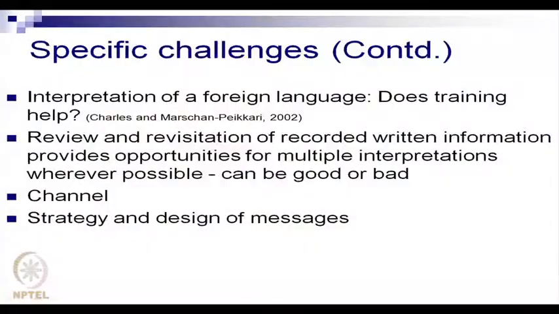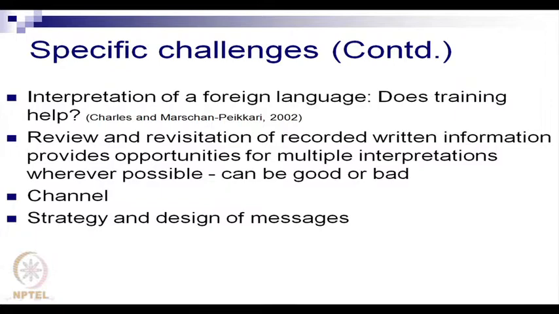When I say foreign language, I'm also talking about the different regional languages that exist in a diverse country like India. So does training help? Maybe with translation. Not very much with interpretation, unless you immerse yourself in that region and you are using only that language to speak and to think also. That takes time and that takes practice.